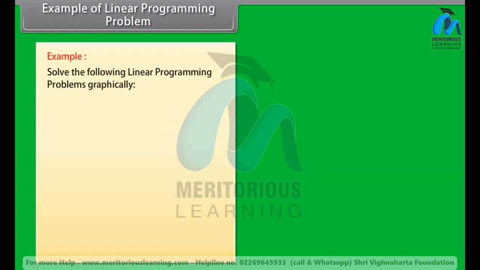Example. Solve the following linear programming problems graphically. Maximize z = 3x + 4y, subject to the constraints x + y ≤ 4, x ≥ 0, y ≥ 0.